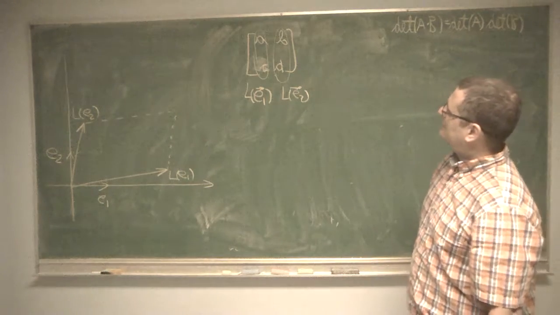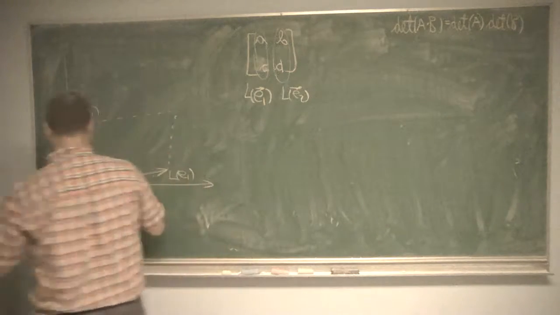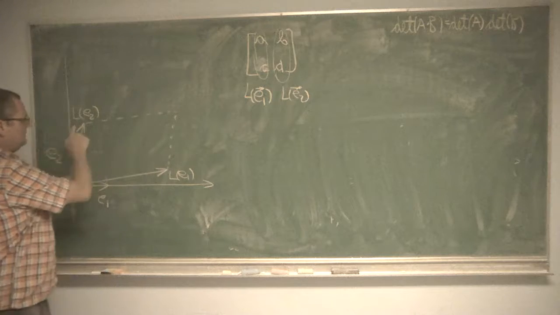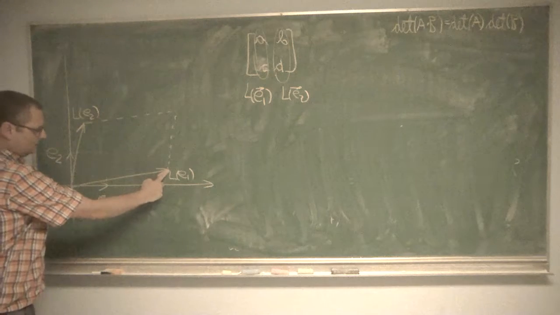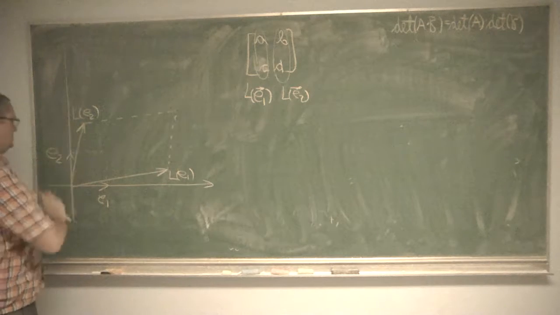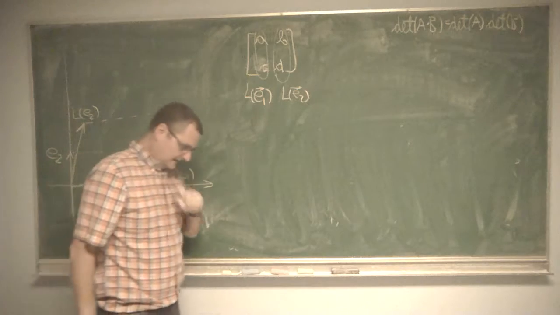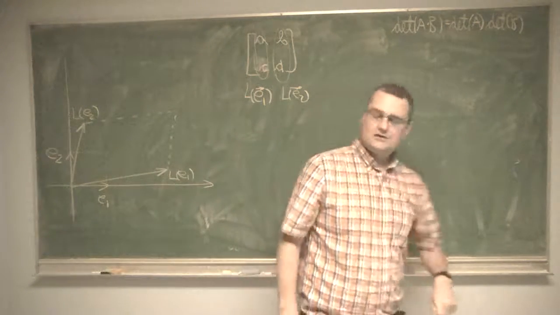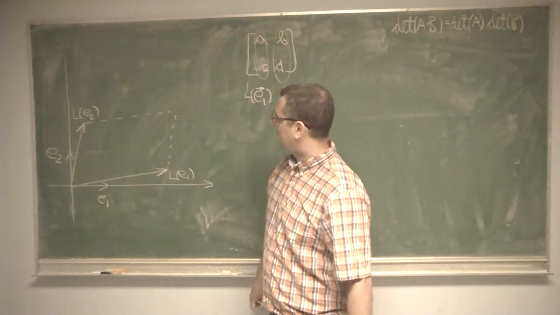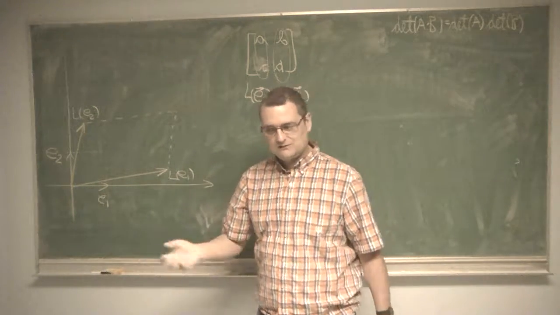And now the determinant of this matrix is, in magnitude, the area of this parallelogram, spanned by L of E1, the image of E1, and L of E2, the image of E2. And the orientation of this transformation determines the sign of the determinant.